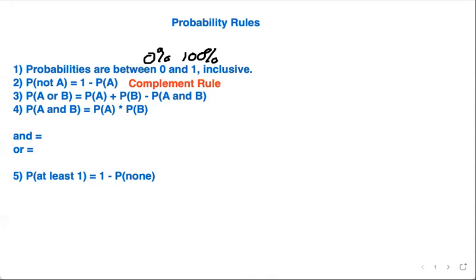And if you don't see the word not, sometimes they'll use, for instance, probability of A, with a C for complement as a superscript in the notation.